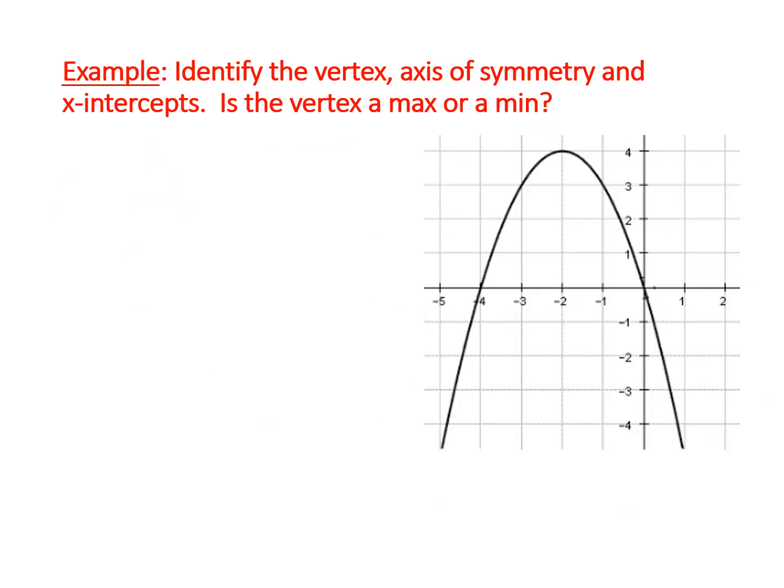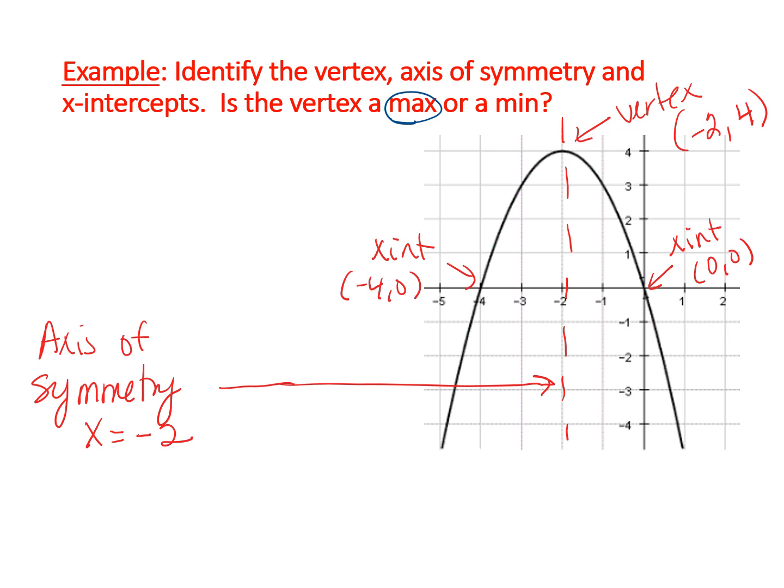All right, I want you to try this one. Same directions: identify the vertex, the axis of symmetry, and the x-intercepts, and identify if there is a maximum or a minimum. Note in this graph, you do not see any arrows, but there are understood to be arrows on these ends. I'm going to move to the next slide. If you need more time, press pause.